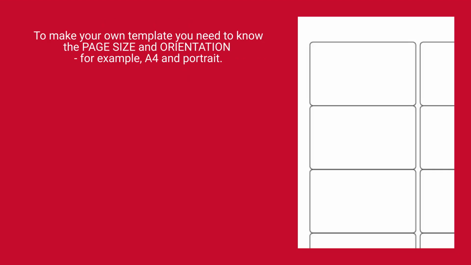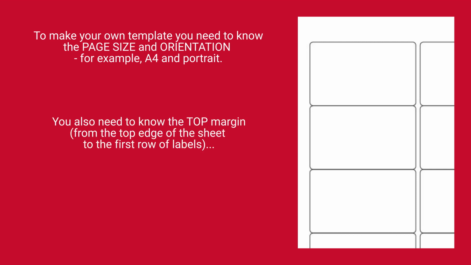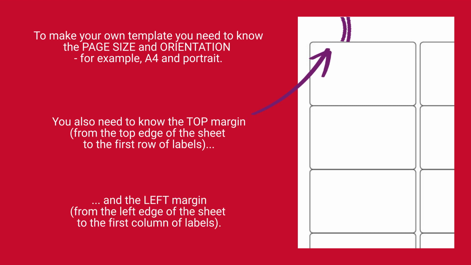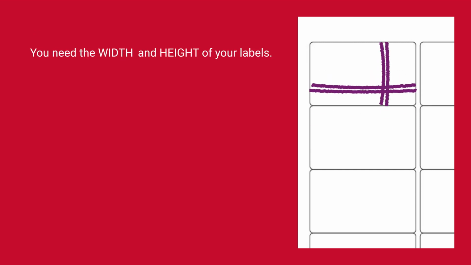To make your own template, you need to know the page size and orientation, for example, A4 and portrait. You also need to know the top margin, from the top edge of the sheet to the first row of labels, and the left margin, from the left edge of the sheet to the first column of labels. You need the width and height of your labels.